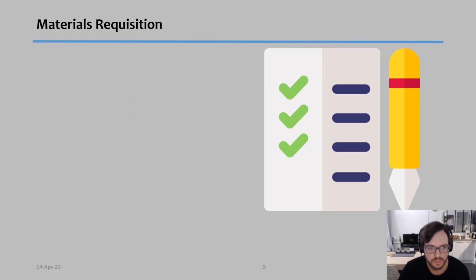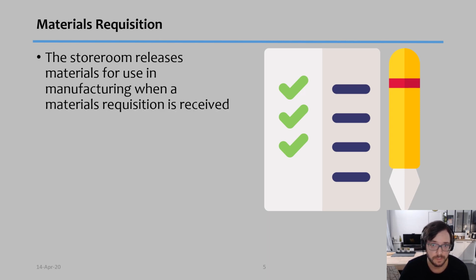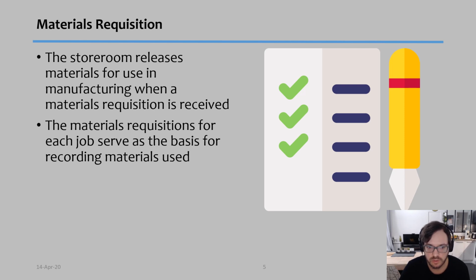While we did the ledger, we spoke about material requisition. So actually, what is material requisition? Basically, every time someone needs materials for a job or for one of the batches of products you are creating, the storeroom will have to release the materials to use in the manufacturing when this requisition form is provided or received and approved. The material requisition for each job will serve as a basis for recording how much material has been used in each job, and therefore this document is extremely important, as you probably realize.